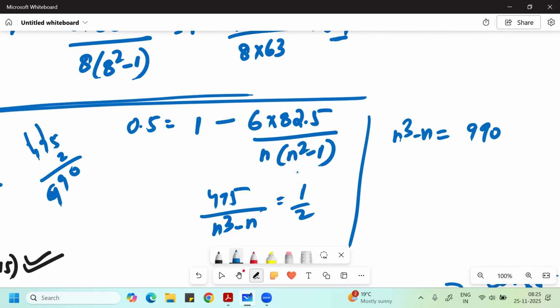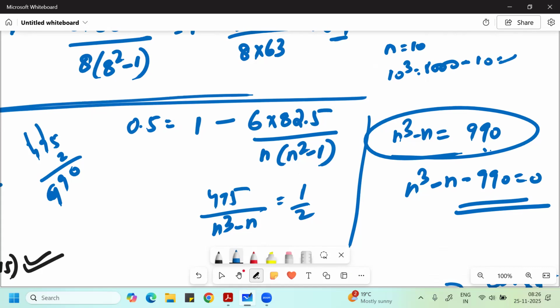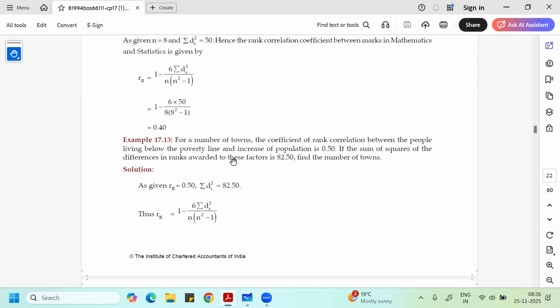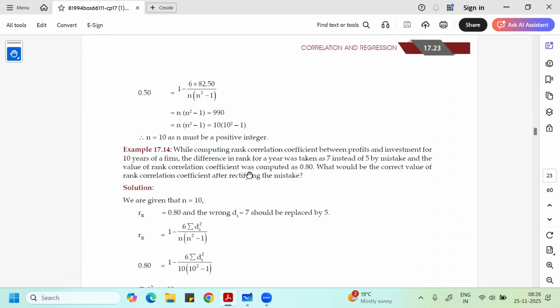So n cube minus n minus 990 is equal to 0. If you are really good with maths, solve this cubic equation. Otherwise, what I'll suggest is use options. In one of your options, your n would be 10. If you insert n is equal to 10, 10 cube is 1000 and 1000 minus 10 is 990, and you'll get the answer n is equal to 10. So instead of using advanced mathematical skills, if you just use your common sense or the options, you'll get the answer very easily.